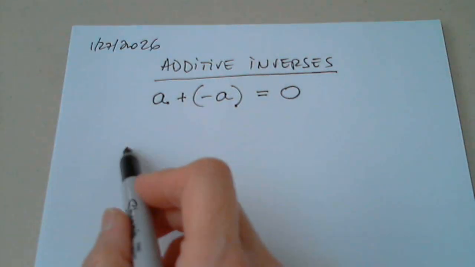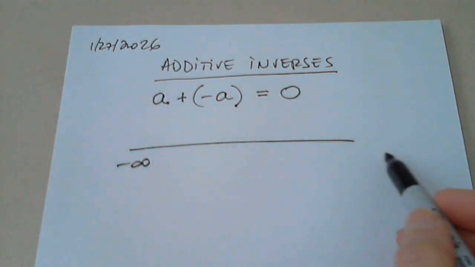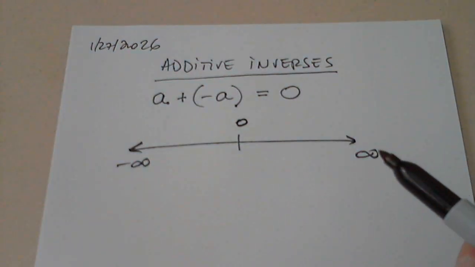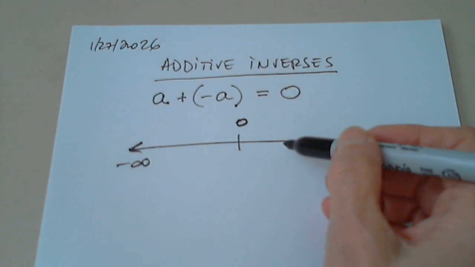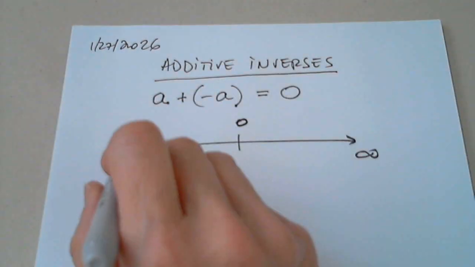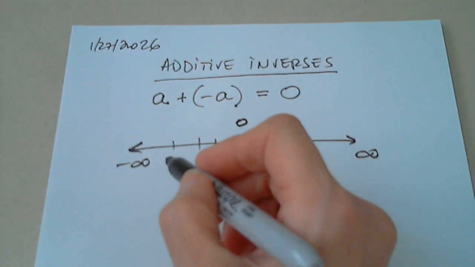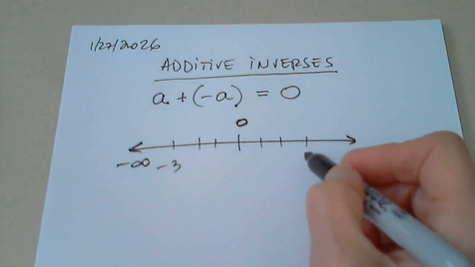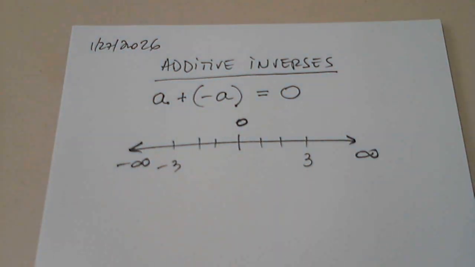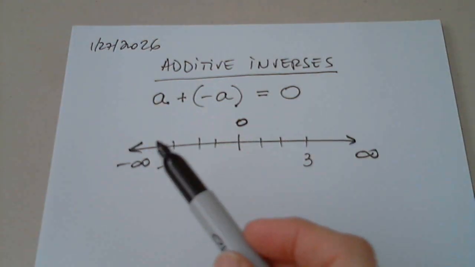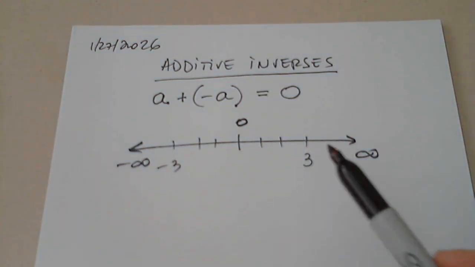So what am I saying here? On the real line or the number line, two numbers that have the same distance from 0 but are opposites, left and right of 0, like for example, -3 and +3, are additive inverses. Because if I add 3 to -3 or I add -3 to 3, I get 0.